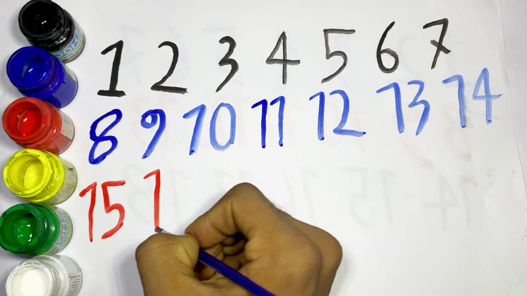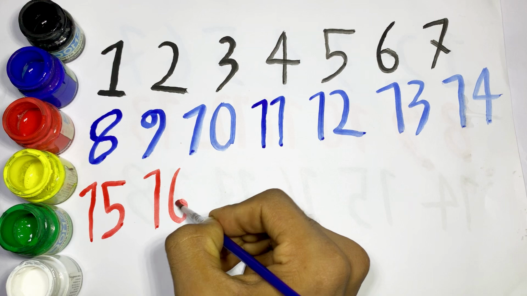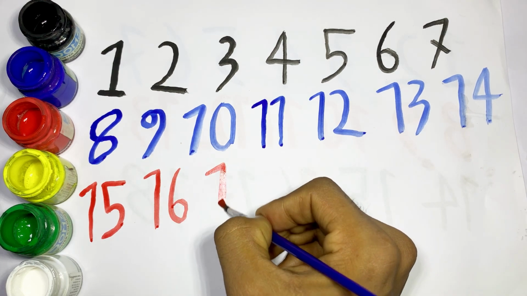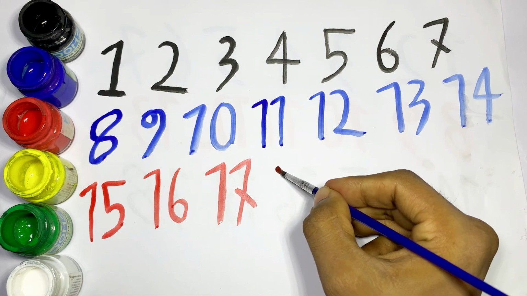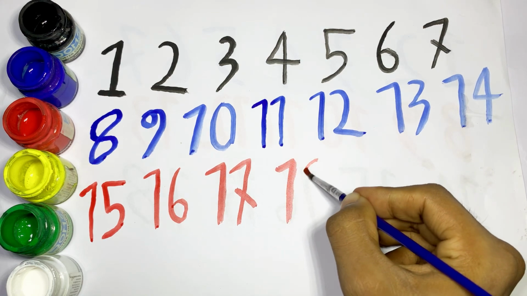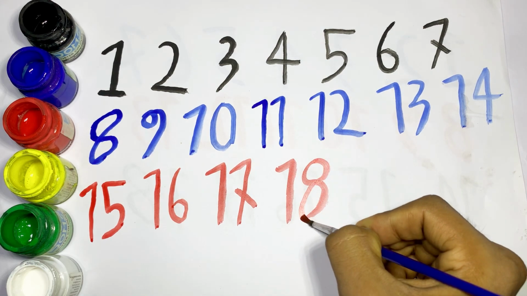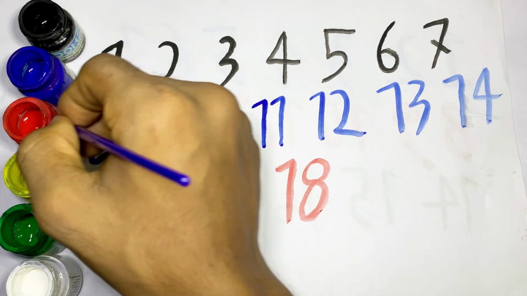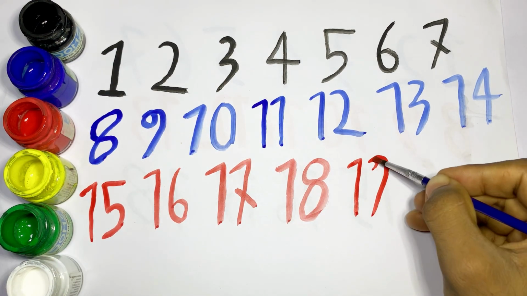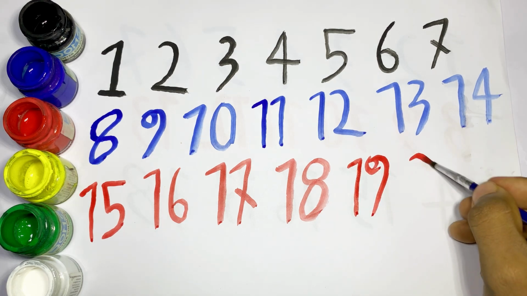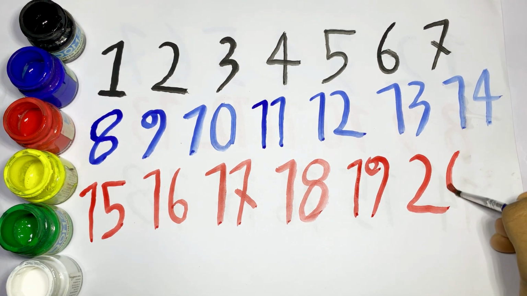16. The number 16, 17. The number 17, 18. The number 18. Kids, again use red color and draw 19. The number 19, 20. The last number, 20.